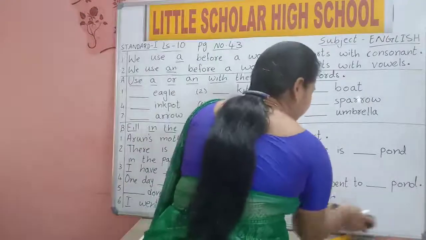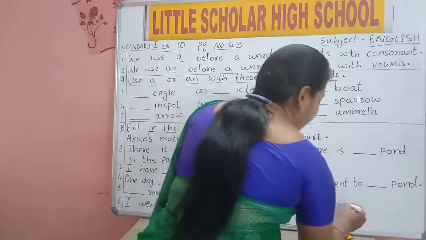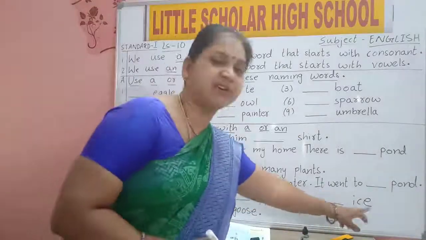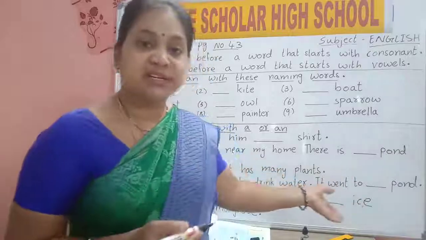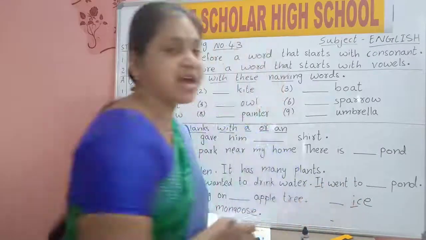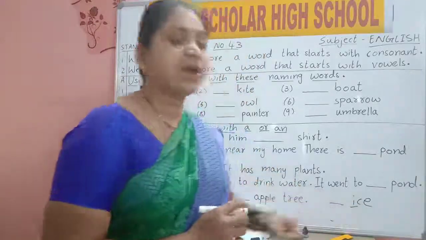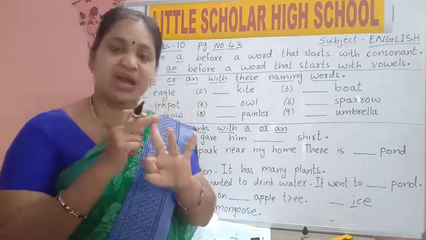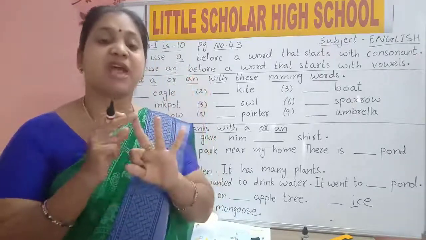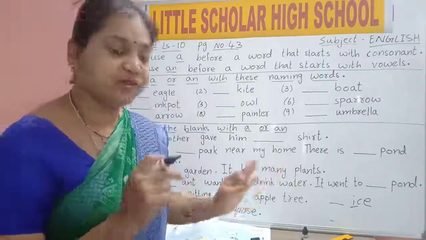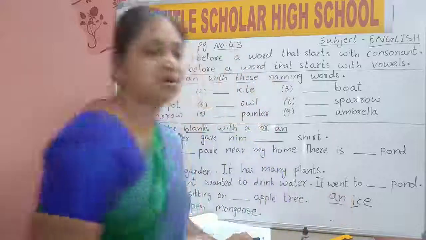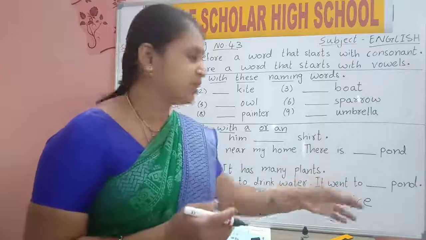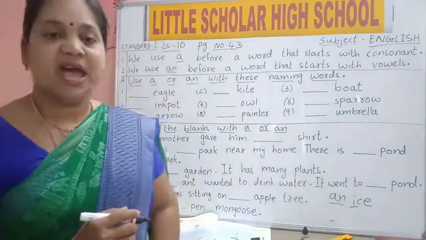Next, dash, I-C-E, ice. Ice is a word. Ice starts with which letter? Ice is starting with the letter I. Now see, in vowels you have I. A, E, I. Yes, we have I in the vowels. That means in front of a vowel word you should write an. Very easy. In front of a vowel word you will use an, and in front of consonants you will use a. Now you will say an ice cream.